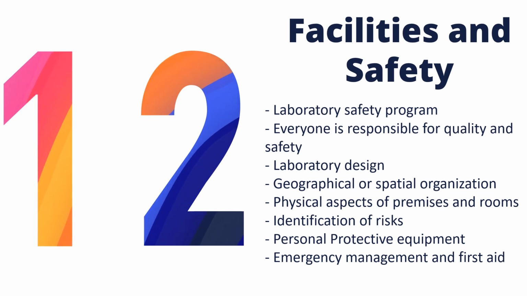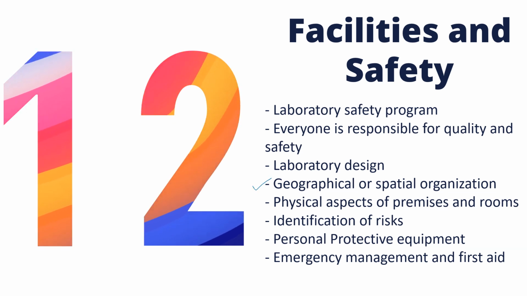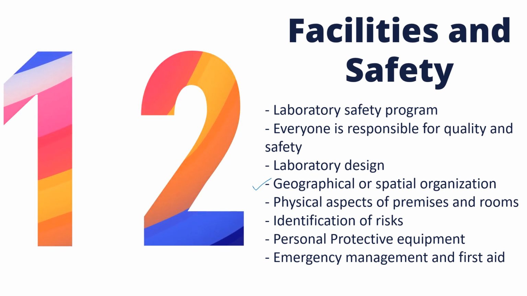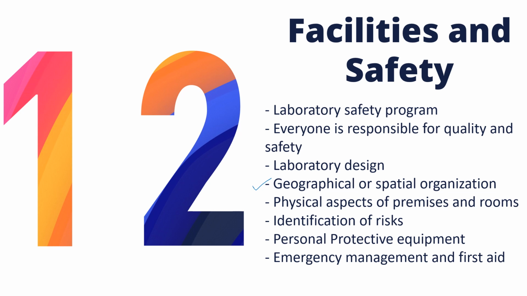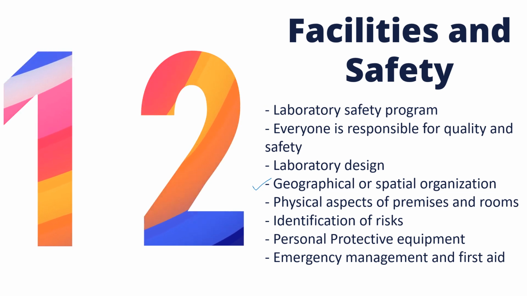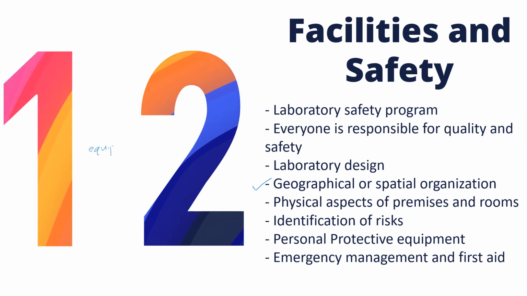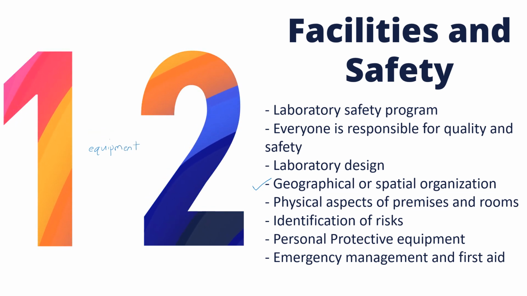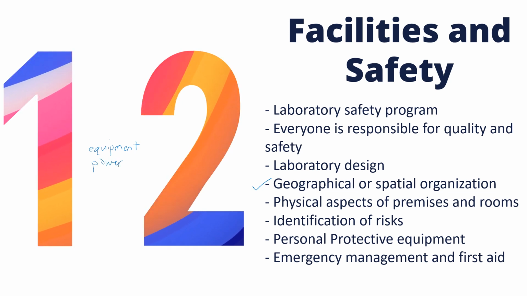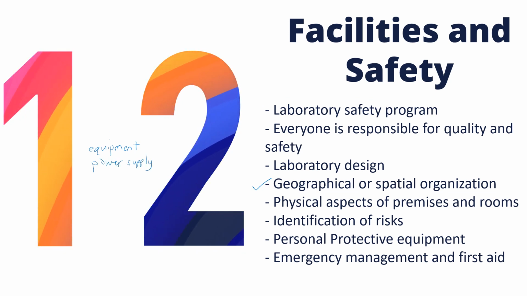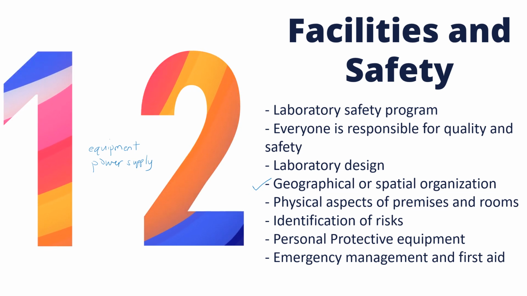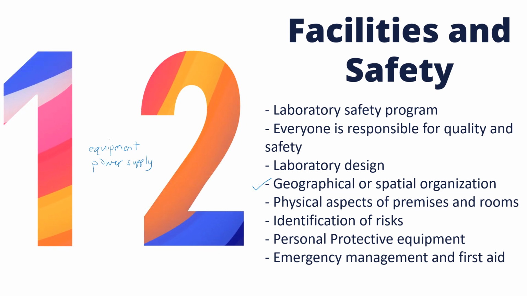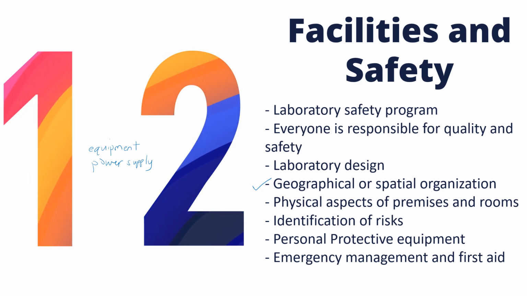Next would be the geographical or spatial organization. So the laboratory director and the laboratory safety officer must consider some special needs. For example, the needs for equipment. What do they need? Do they have special needs? Temperature, spacing, power supply of everything, and if there is an emergency power supply or emergency generator that can be used just in case the laboratory's primary power source is down.